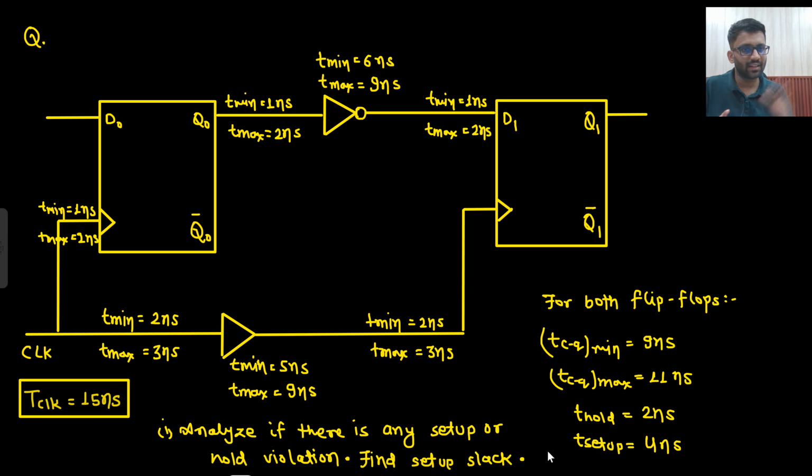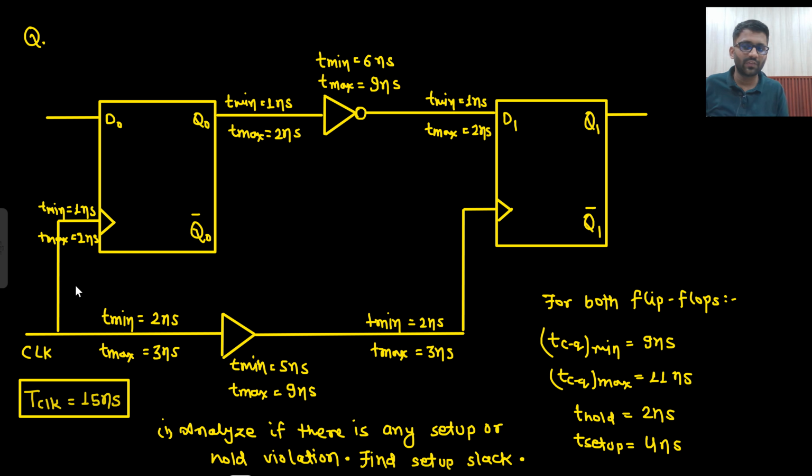What is setup slack? What is hold slack? That I will tell. But if I need to write down T clock minimum, how do we solve it? I just write that my T clock should be greater than this thing. This input is fixed. We are working from here to here. As I work, the first delay I see has two values mentioned, 1 nanosecond and 2 nanosecond.